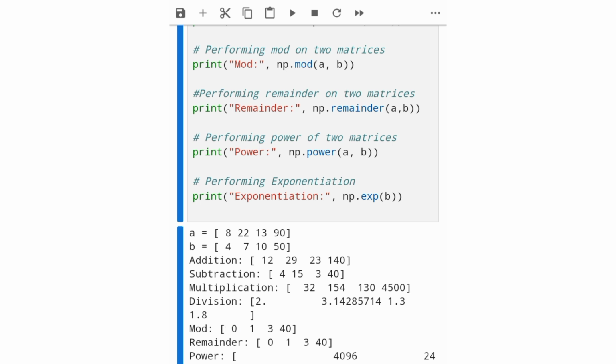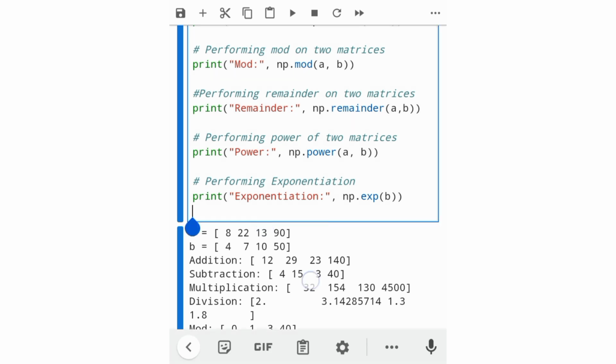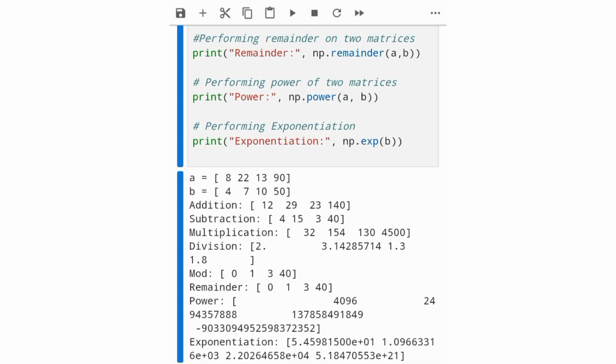Then for the mod, we have 8 divided by 4, which is, the remainder is what? 0. And when you divide 22 by 7, the remainder is 1, because you know 7 goes in 22 3 times, remainder 1. The same thing applies to 13 divided by 10, and the answer is 3. It goes there 1 time, remaining 3. And the same thing with remainder, it is almost like mod.